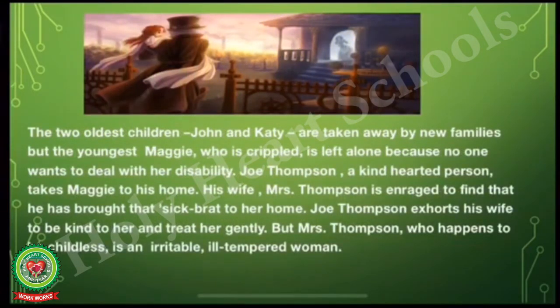So the 2 oldest children, John and Katie, are taken away by new families. But the youngest, Maggie, who is crippled, is left alone because no one wants to deal with her disability. Joe Thompson, a kind-hearted person, takes Maggie to his home. His wife, Mrs. Thompson, is enraged to find that he has brought that sick brat to her home. Joe Thompson exhorts his wife to be kind to her and treat her gently. But Mrs. Thompson, who happens to be childless, is an irritable, ill-tempered woman.